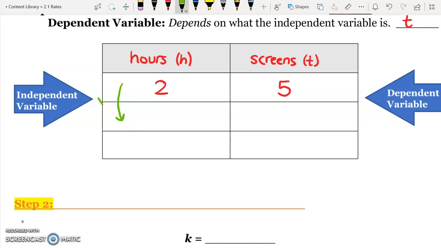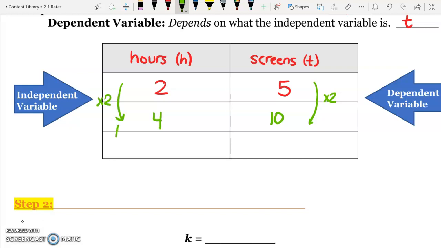So maybe we want to multiply by 2. That'll give us 4 hours. And then to find the amount of screens that they could repair in 4 hours, we're going to multiply that side by 2 as well. So that tells us in 4 hours, this technician could repair 10 screens.